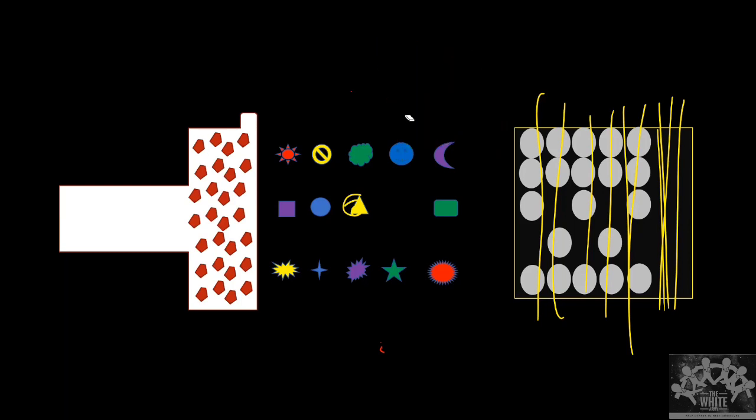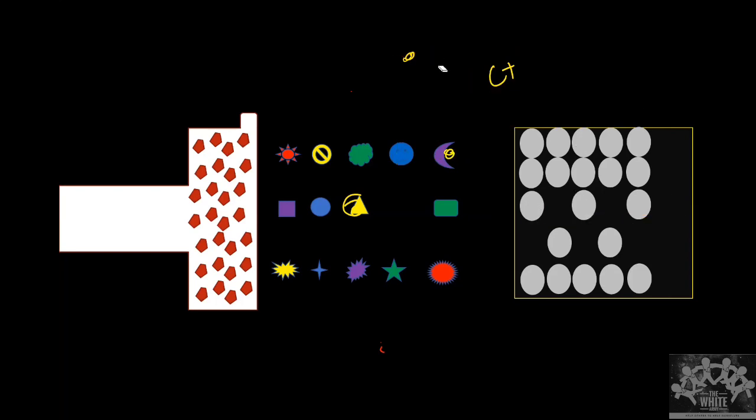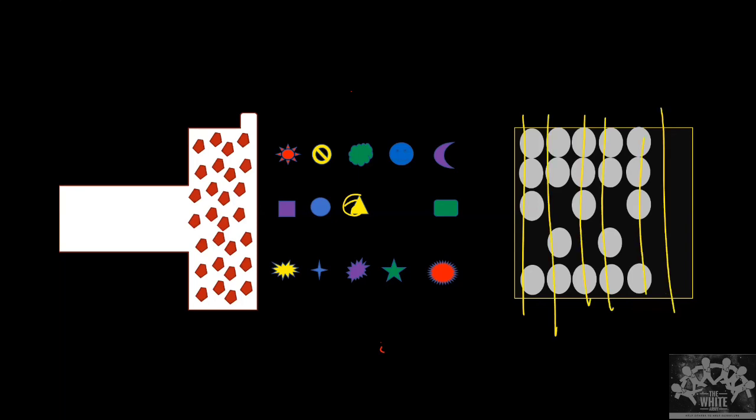In B mode, this is anterior, this is posterior, this is right, this is left. Whereas in M mode, this is anterior, this is posterior, but this is time. Is it understood? It is serial B mode, but at one level, plotted in a graph. That's all. Clear? Any other doubts?